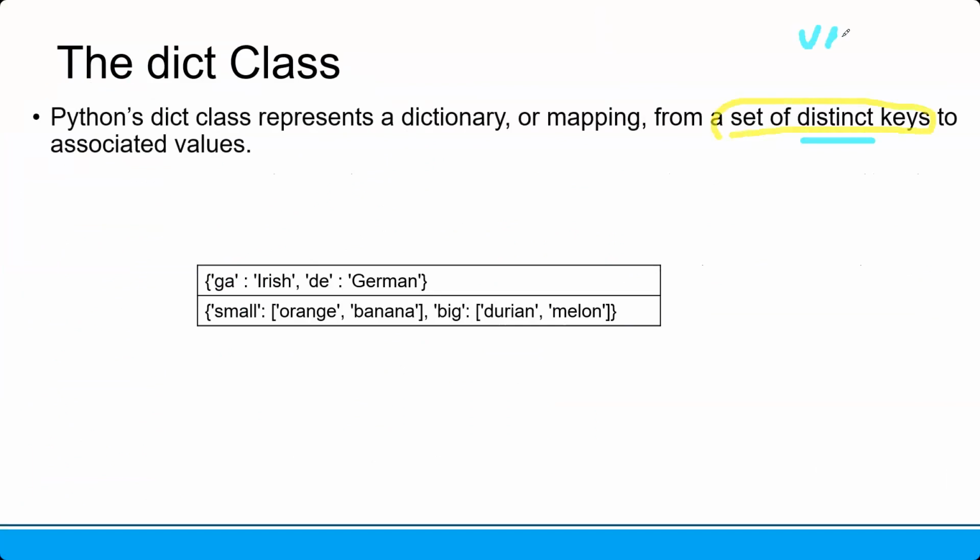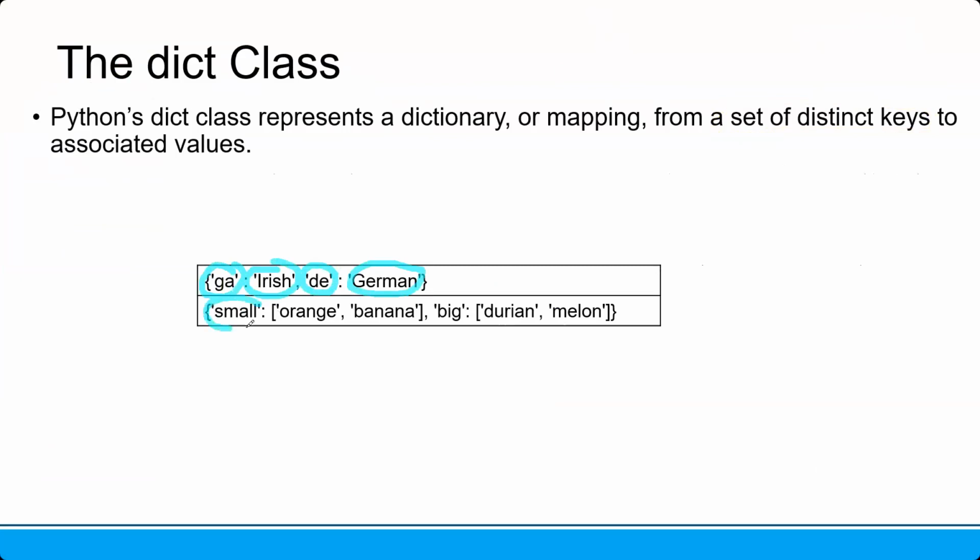So if it is unique, it means every piece of data has a different name or different number. And the different number or the different key will have a value. For example, GA, this is the key, and it represents one value, ID. For example, DE, it represents German.